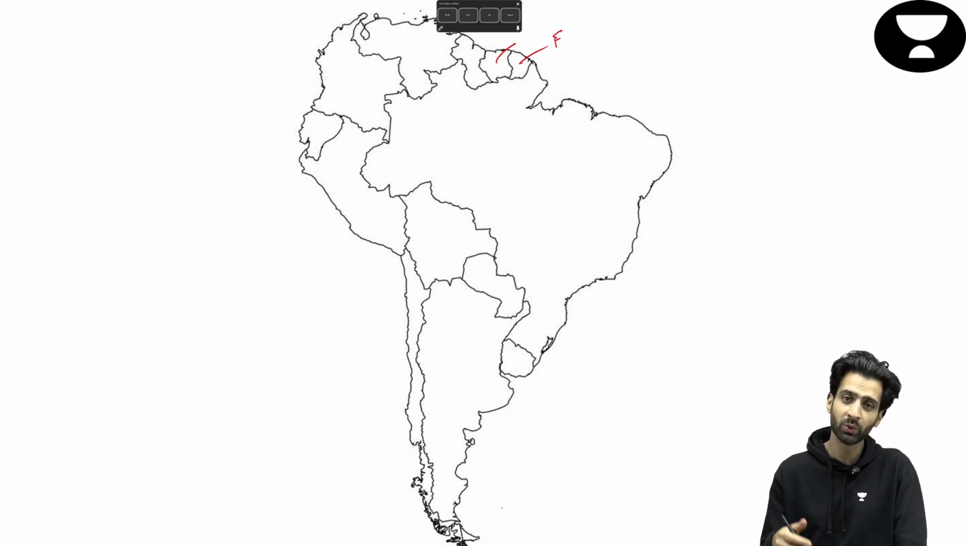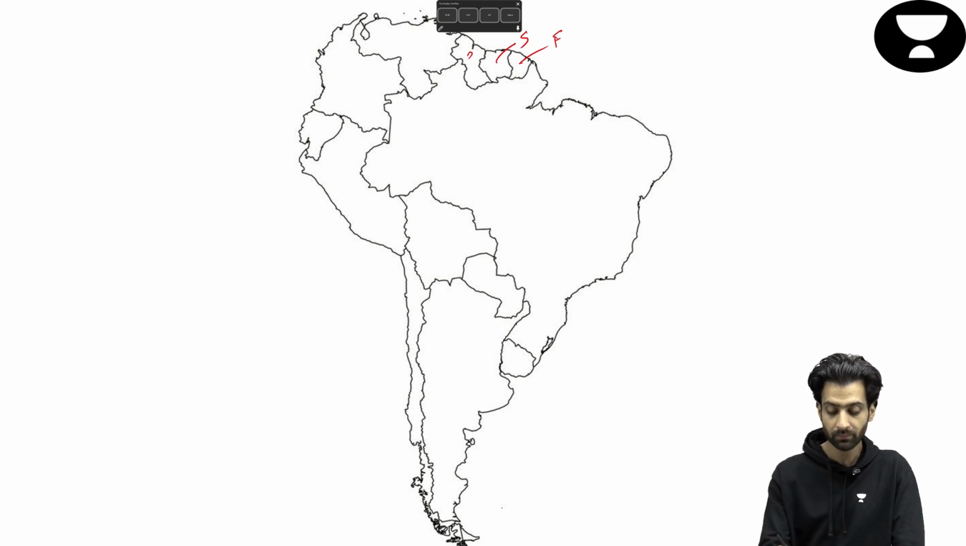Again, if you want to revise this map, use this map as much as possible. What is this? French Guiana again. I am doing this over and over again so that you remember it here. You don't have to do it after you finish the class and then go for the revision again. Just do it here as much as possible.